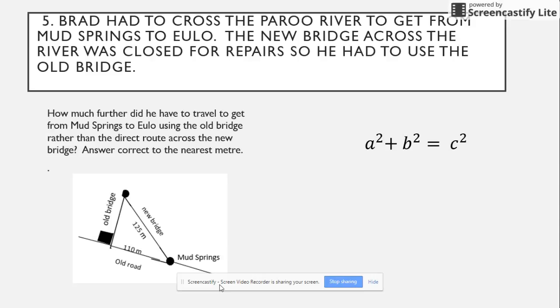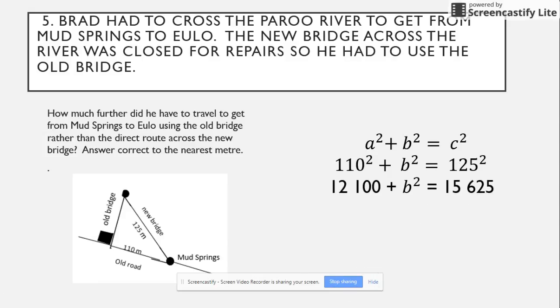Let's see if it matches mine. Pause me first. All right, so there we've got 110 squared plus b squared equals 125 squared. Please square those numbers and check your answers with me first. Right, so you should have got 12,100 plus b squared is equal to 15,625. What do you think you're going to do now? Let's see if you remember. Look at your last working. Okay. You've got to subtract them from each other and you get 3,525, and then you know you have to do the square root of that. And this one is correct to the nearest meter, so we want a whole number.